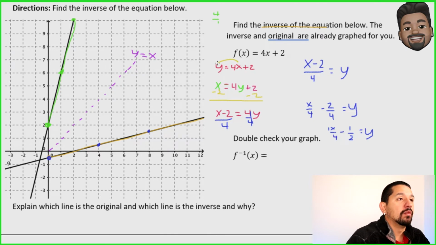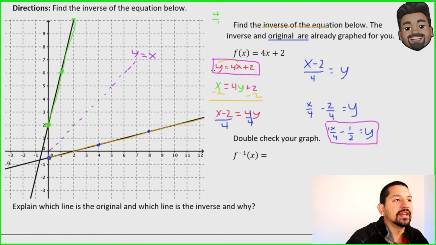All right, well, if you look right here, this was my original, y equals 4x plus 2. This is my inverse right here. Notice how it can get confusing because they both have y's. That's why we like to use a notation down below here. So instead of saying y equals, now we can write the inverse of f of x, the inverse of the original is x over 4 minus 1/2. That way we know which one was the original and then which one was the inverse.